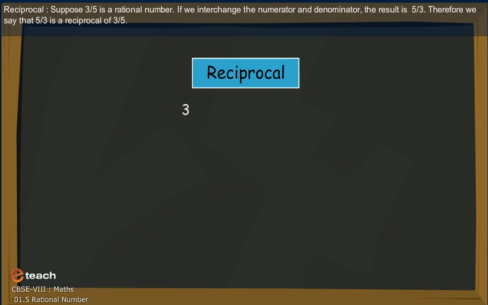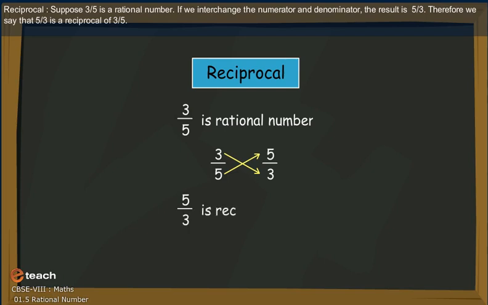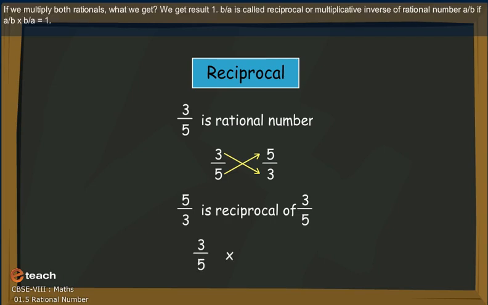Reciprocal. Suppose 3 by 5 is a rational number. If we interchange the numerator and denominator, the result is 5 by 3. Therefore, we say that 5 by 3 is a reciprocal of 3 by 5. If we multiply both rationals, what do we get? We get the result as 1.